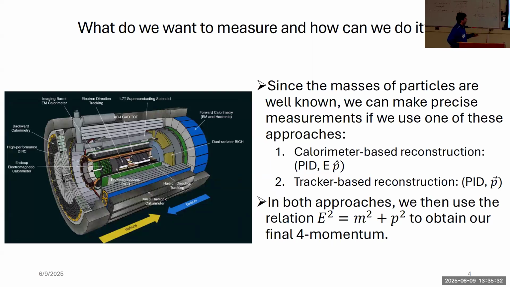The other method is a tracking-based reconstruction, in which case you measure the momentum vector in the tracking detector, and then you use PID information from the dedicated PID detectors. And then the best approach for the highest precision is somehow to combine the information from both of these methods, or to use the calorimeter to even aid in the PID needs.